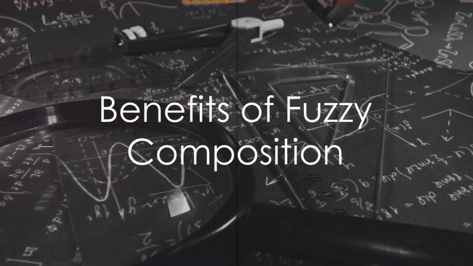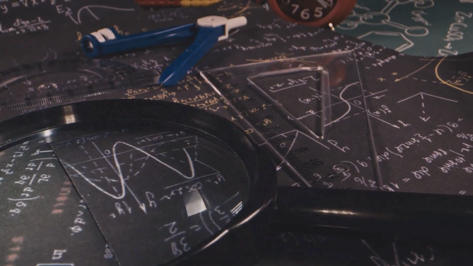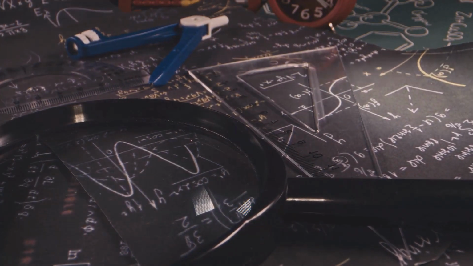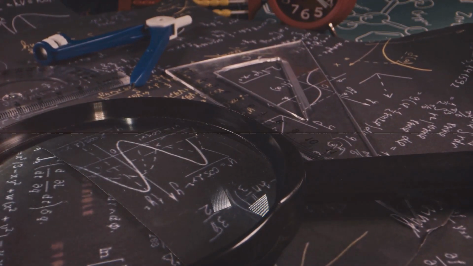So, why does this matter? Fuzzy composition allows for more nuanced decision-making and problem-solving. It allows systems to work with uncertain or vague data and still come up with meaningful results.